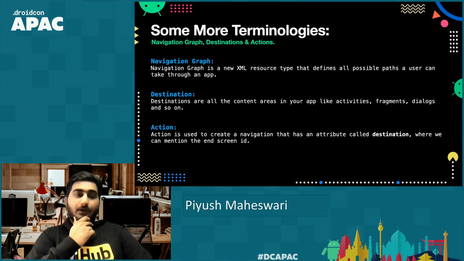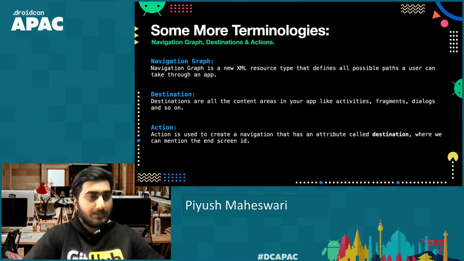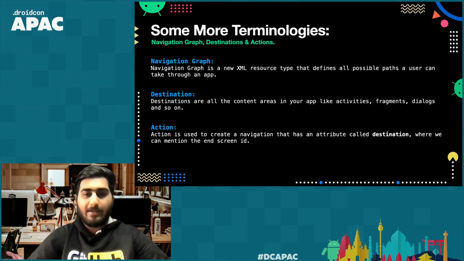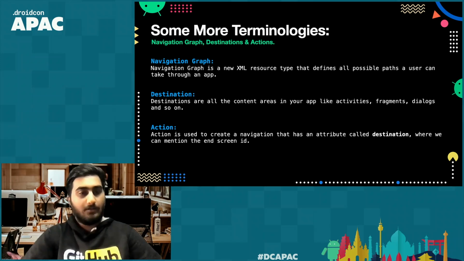Next, we have navigation graph. It's a new XML resource file that defines all possible paths a user can take through an app. It basically shows visually all the destinations that can be reached from a given destination. Destinations are all content areas in your app where we can mention the end screen ID. We'll look into all these.